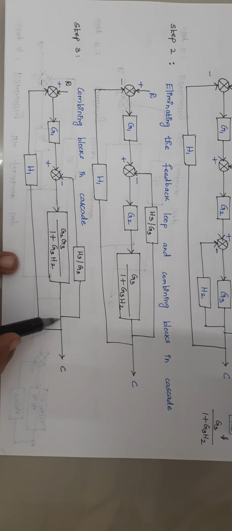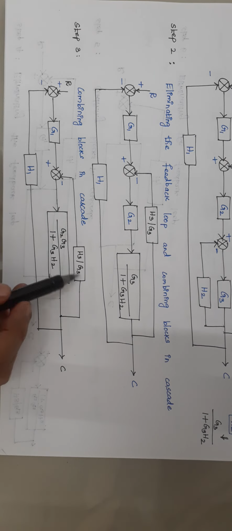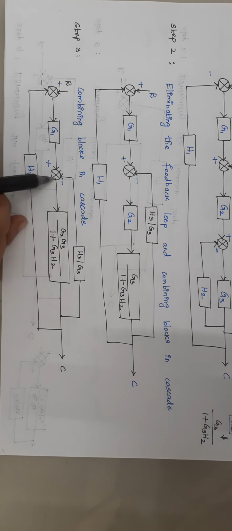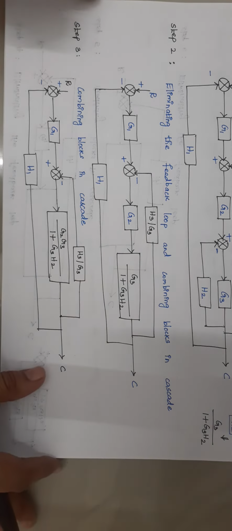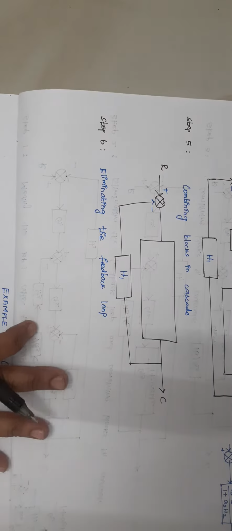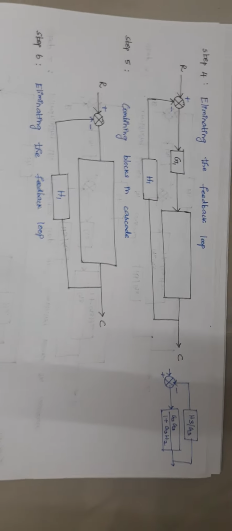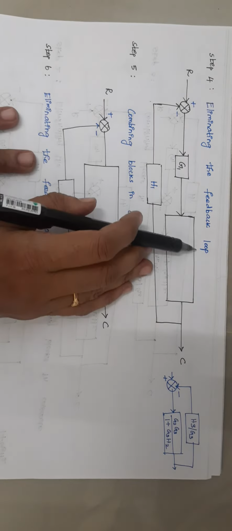Because from the output, I am taking a branch point and I am having some element and again I am giving it to the input of this block. So this is your feedback, right? So step 3 is over and the next one is step 4. Here step 4 is eliminating the feedback loop.